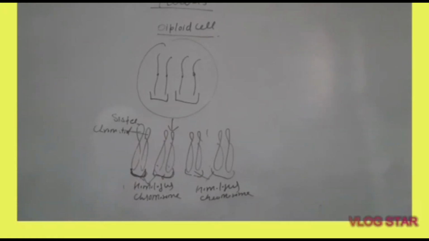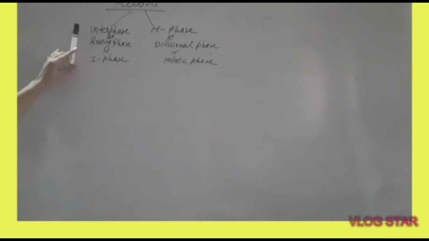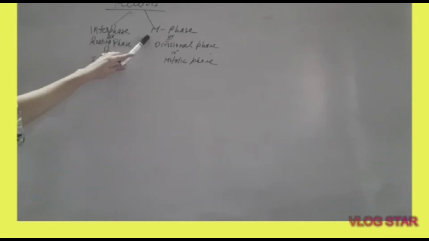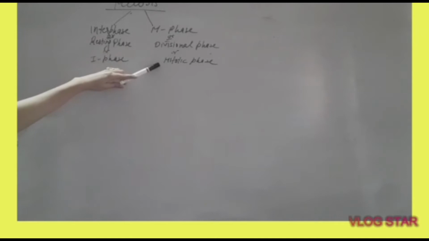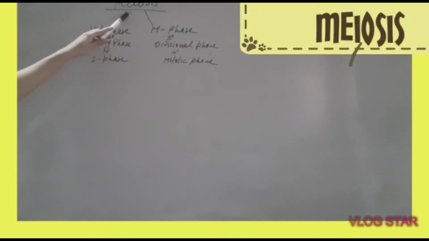Next is the detail of meiosis. Meiosis gets completed in two different phases. The first step of every cell division, including mitosis, is interphase. Interphase is also known as resting phase or I phase. After completing the interphase, the cell enters into M phase, which is known as mitotic phase or divisional phase. We are studying about meiosis.